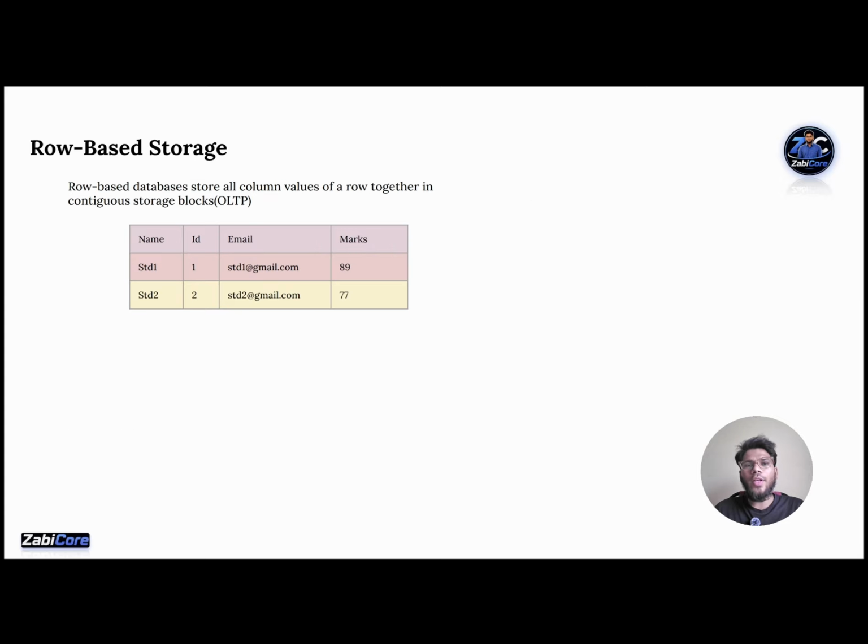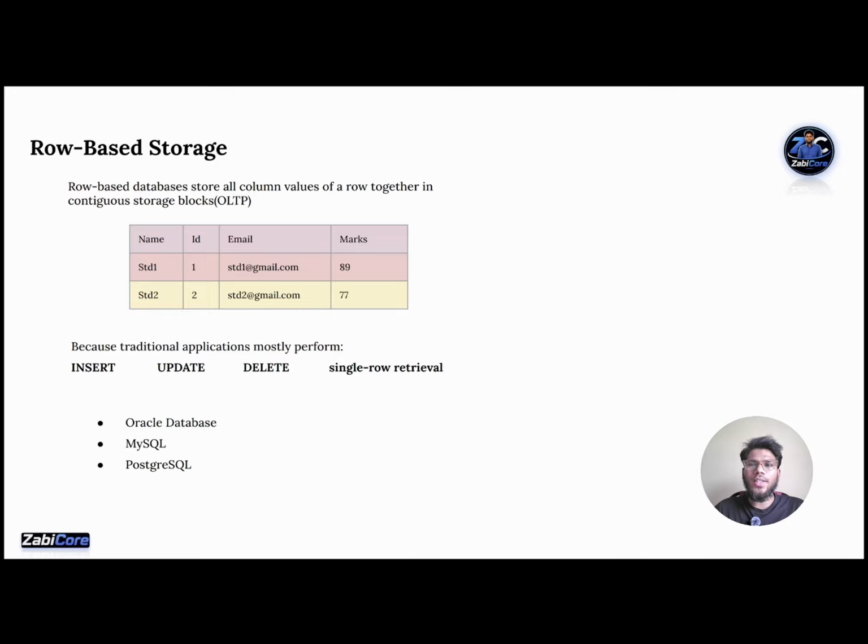Row based storage: whenever you store your data in a table in databases, your records will be stored like this, like name, id, email or marks. Here whenever you write select name from table, it will read all the records, then display only the information you want. This row based storage is used whenever you are updating your records frequently.